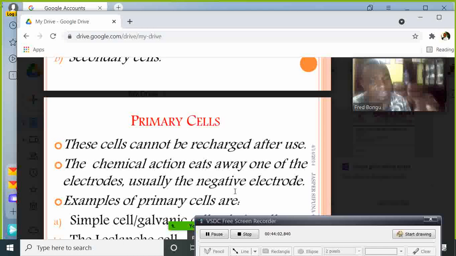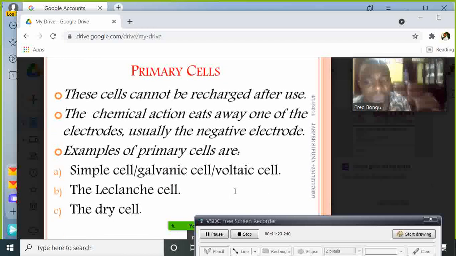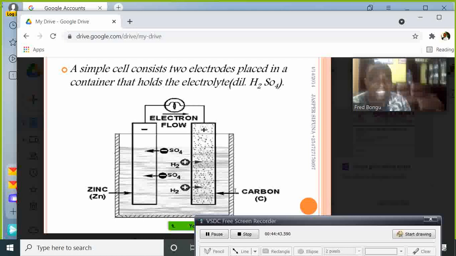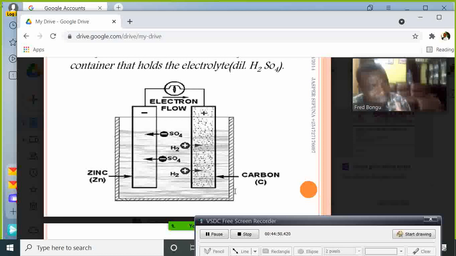The chemical action in a cell works by being eaten away. They're like a person eating food. When you eat food, we expect to clear the plate. So when these dry cells, these primary cells, are used, they're eaten away. Now, examples of cells: most of these cells are obsolete and no longer used. We have what we call a simple cell, a Leclanche cell which is a dry cell, and others we call Daniell cell and Phillips cell. There are several of them. For instance, this simple cell contains a carbon rod and zinc. So we must have carbon and zinc.